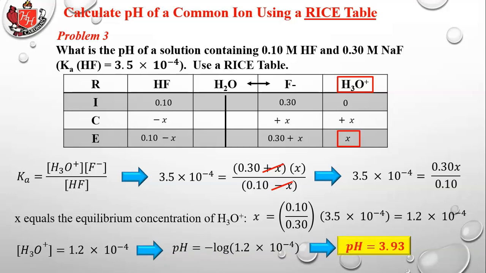and that equals 3.93. Okay, so that's the calculation for a weak acid and its conjugate weak base, not necessarily in equilibrium, just what you were given to work with there.